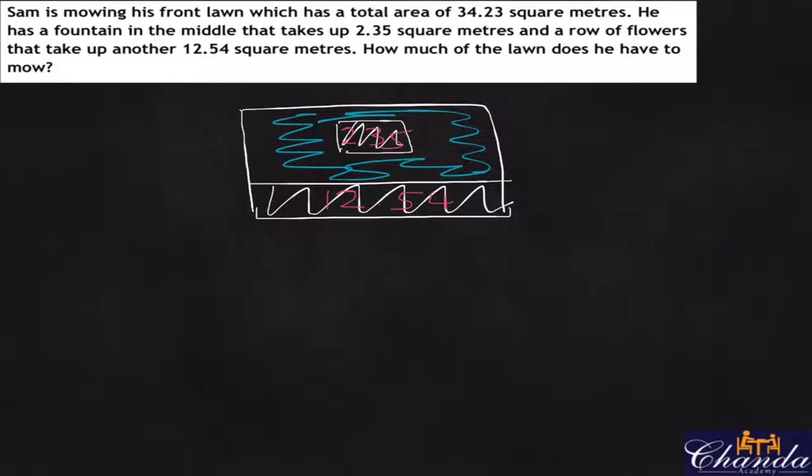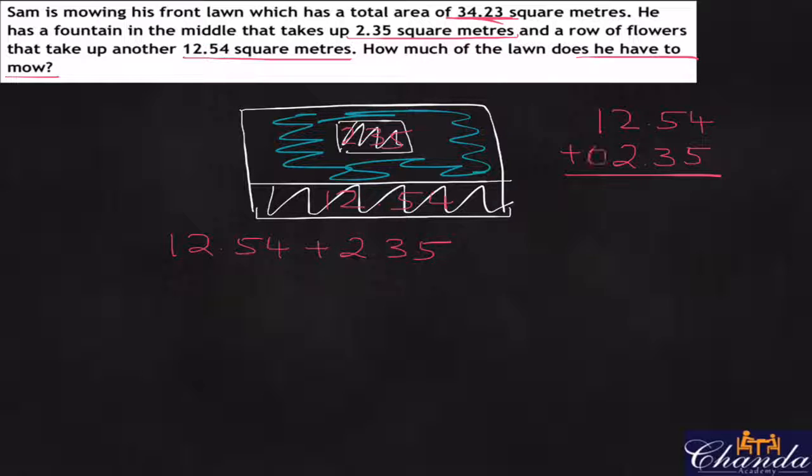So let me actually underline the most important parts. So it says 2.35 square meters is taken up by the fountain. And another 12.54 square meters is taken up by the actual row of flowers, while the total area was 34.23 square meters. So before we can figure out how much of the lawn he has to actually mow, let's figure out how much he doesn't have to mow, which is 12.54 plus 2.35. So let's do this in the corner here. 12.54 plus 2.35.